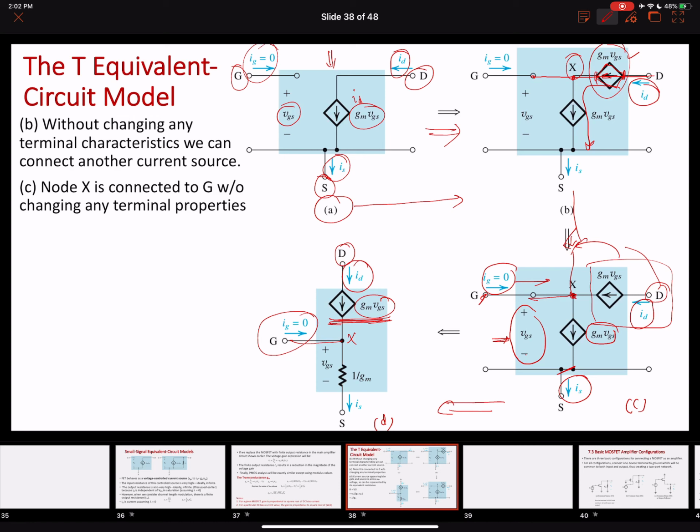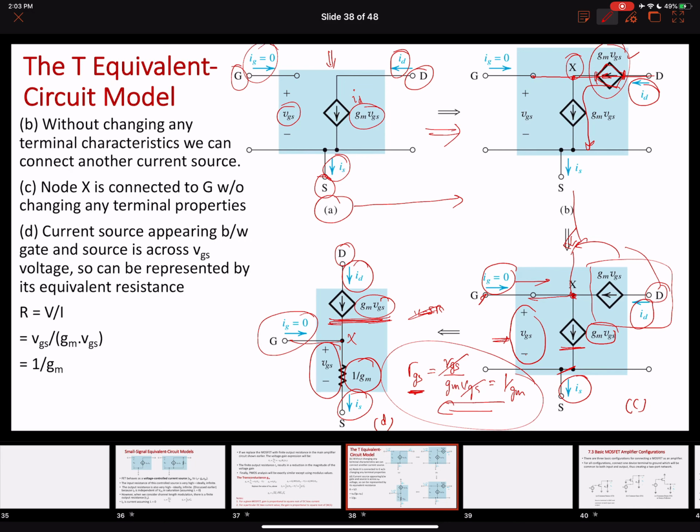So if I have to find out the resistance in between the gate and the source, I know that V equals IR, so R equals V over I. I can see that it will be VGS over this current, which equals gm VGS. So I can divide these two, and the resistance value in between the gate and the source will be equal to 1 over gm. So this resistance appears in between the gate and the source, while this voltage drop appears across this resistance, and the source current is this. So this is another representation of the equivalent circuits.